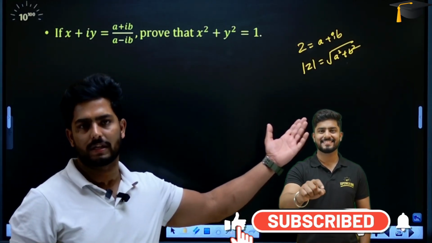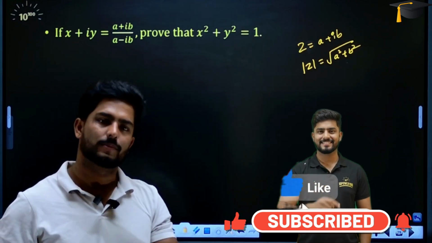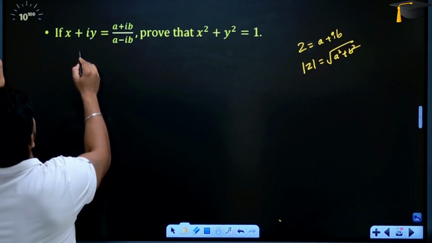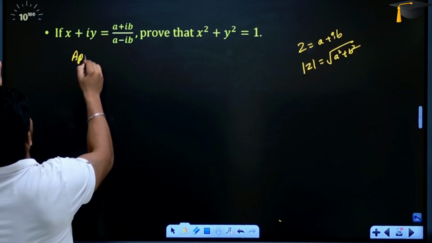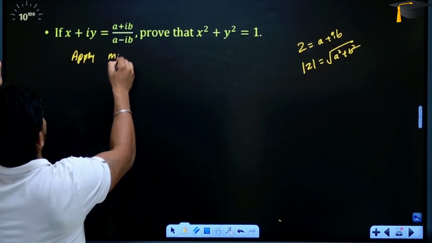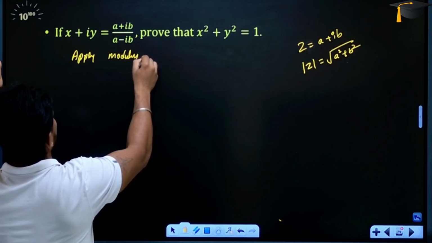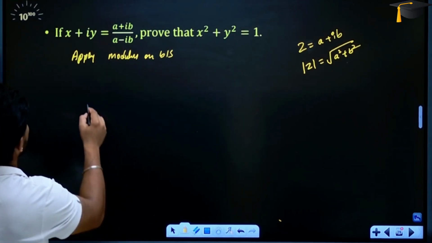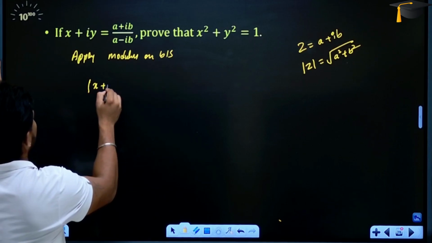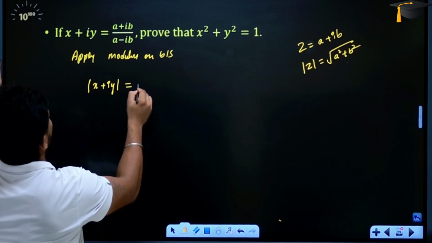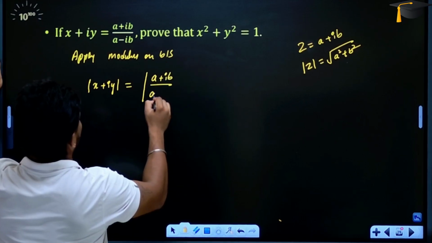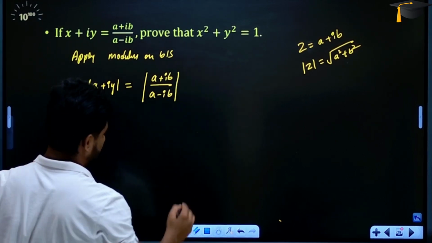I will use the same formula. If you solve it in two ways, in your textbook it is solved one way, and I will solve it this way. So I will write this. For this I put, apply modulus on both sides. For this I am applying modulus on both sides. So what happens is mod of x plus iy is equal to mod of a plus ib divided by a minus ib. Okay, I just applied mod.